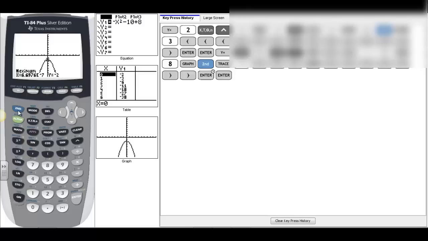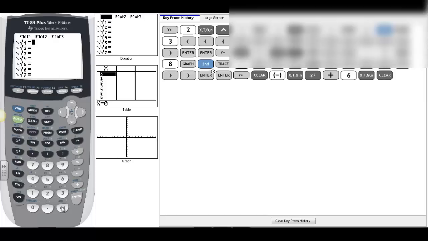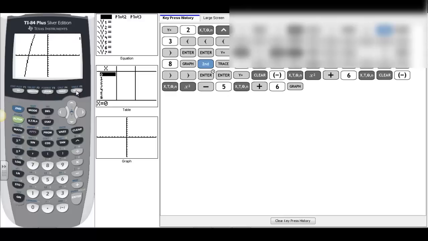Let's try one more just to see if we can find a nice one. So go back to y equal. So we want negative x squared, and I'm going to use the x squared key down here this time to put the exponent of 2 on there. And then we're going to say minus 5x and then plus 6. And now we're going to look at our graph. If we hit graph, it should still be a standard window.